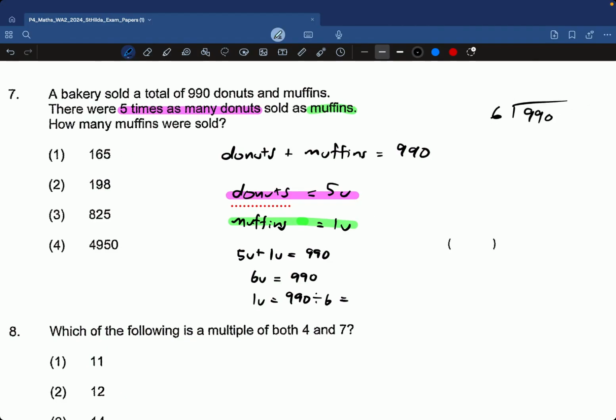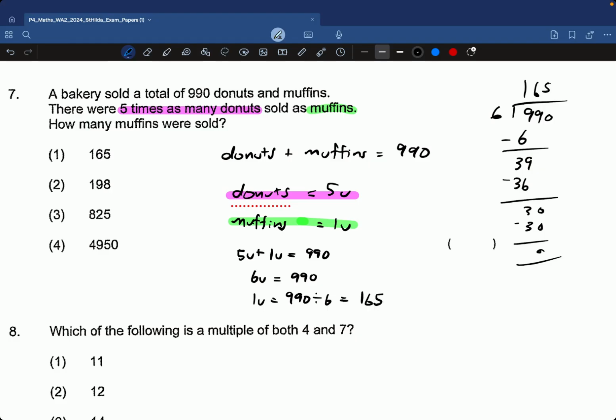Okay, so we're going to just minus 6 over here. Okay, and this is 1. So 9 minus 6 is 3. We can't have 6, so we're going to put 39 over here. Okay, the closest is 36, so I'm going to put 6 over here. And then this 30 minus 30. So 30 is 5. And so the answer is 165 for 1 unit.